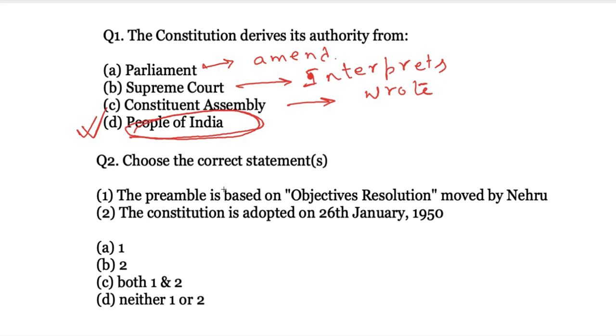Now choose the correct statement. The preamble is based on the objective resolution moved by Pandit Nehru. This is the right statement. The constitution was adopted on 26 January 1950. This is wrong. It was not adopted, it was enacted on 26 January. So our right answer is 1 only.